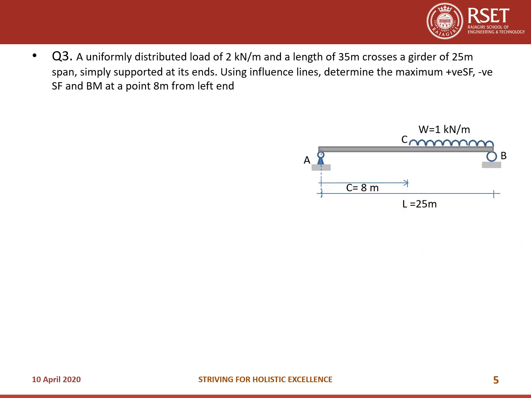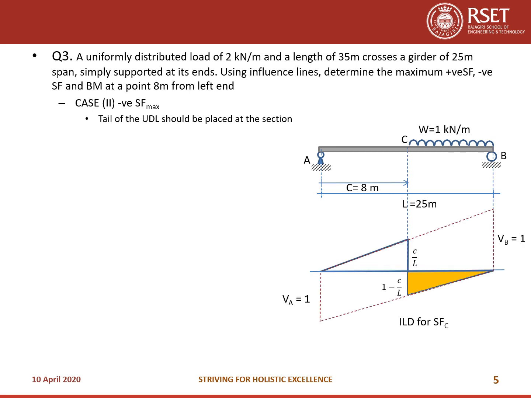Now coming to case 2, to get the negative maximum shear force at section C, the tail of the UDL should be placed at the section. So again, the same shear force diagram. Now the area is the yellow shaded portion.